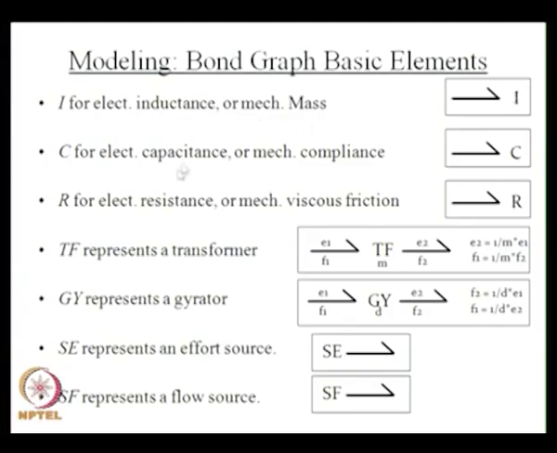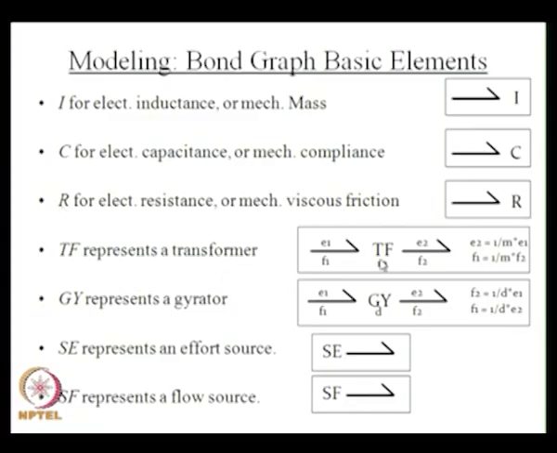Then another element is C, or the capacitance. This is known as the capacitive element. It is for electrical capacitance or mechanical compliance. So if you have a spring or an electrical capacitance, that can be represented by an element C. And then R for electrical resistance or mechanical viscous friction, that is the resistance element R. So these are the three basic elements of Bondgraph: I, C and R. I represents the inductance or mass or inertia, C represents the capacitance or compliance, R represents the resistance or friction forces. Then we have some other elements, called TF.